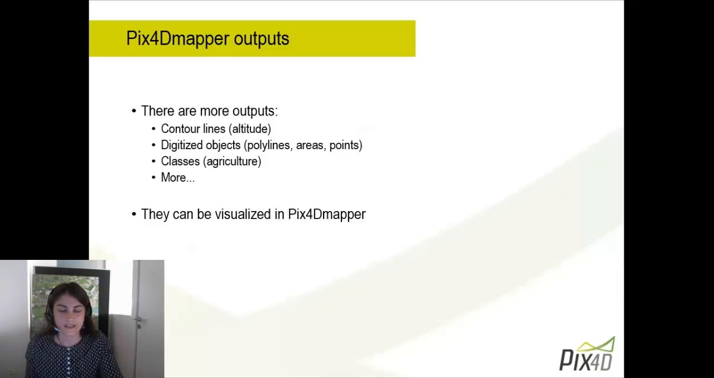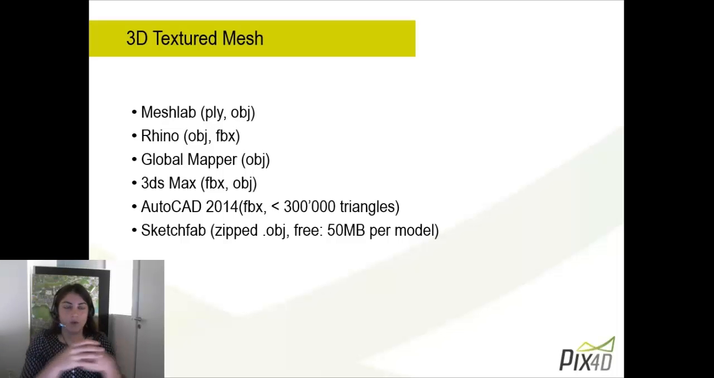And then I was here saying to you that Pix4Dmapper generates more outputs. It generates contour lines, generate digitized objects such as polylines, points, etc. And classes that we will see later on what is this output, and more files. Almost all of these files can be visualized into Pix4Dmapper, so there is no need to go to other software for the visualization, for analysis of these outputs. But of course, we understand why the compatibility of our outputs with other software is important for you, and this is why we make this webinar.